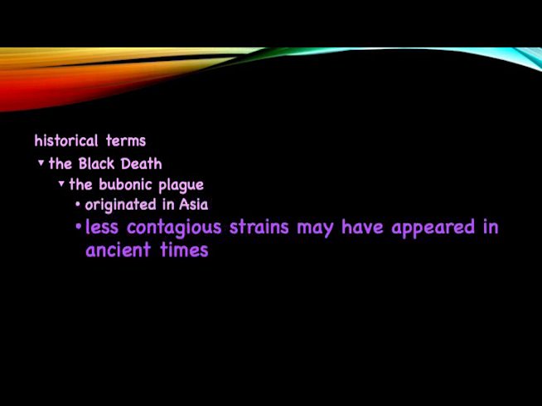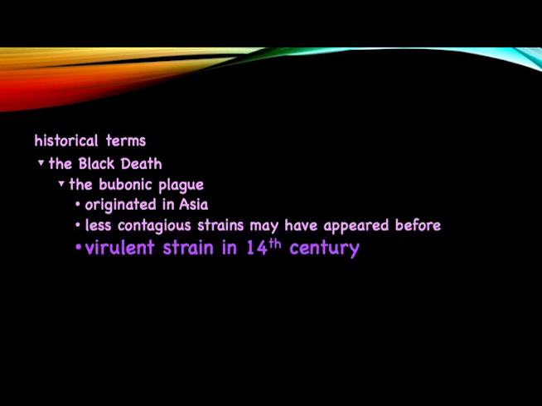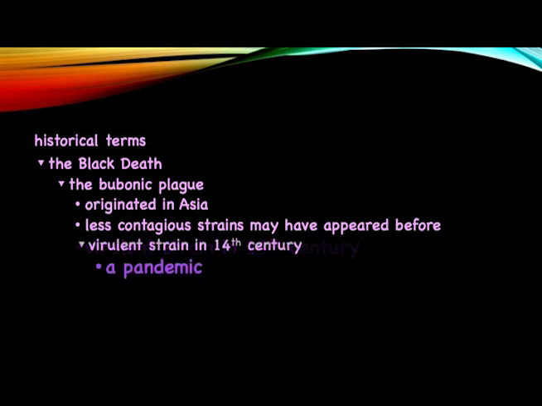Evidence suggests that less contagious strains may have appeared in the West in ancient times, but certainly there was nothing like the virulent strain that swept across the Mediterranean basin and the European continent in the 14th century and caused a pandemic, a scientific term that means a disease that extends over a widespread area of the world.